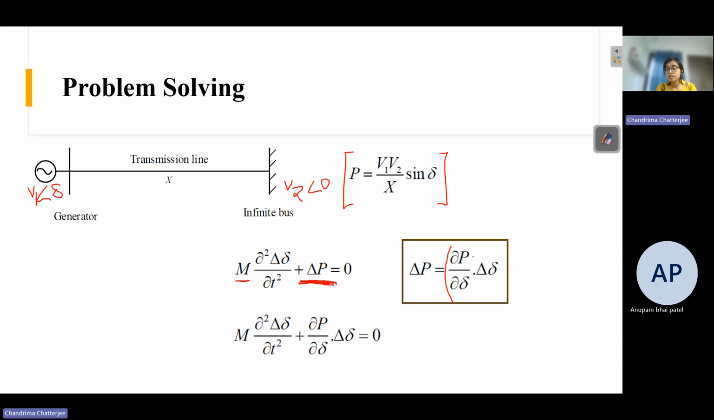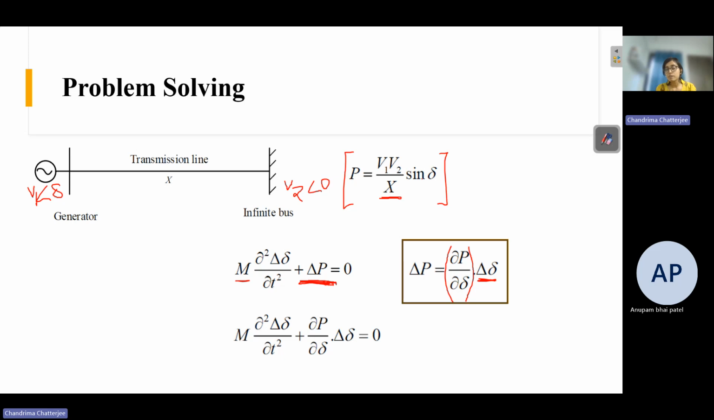Del P by del delta multiplied by this perturbation in delta. So if you carefully look at this expression of power, V1 and V2 are usually constant, and for a particular transmission line, this quantity, the reactance, is also constant.